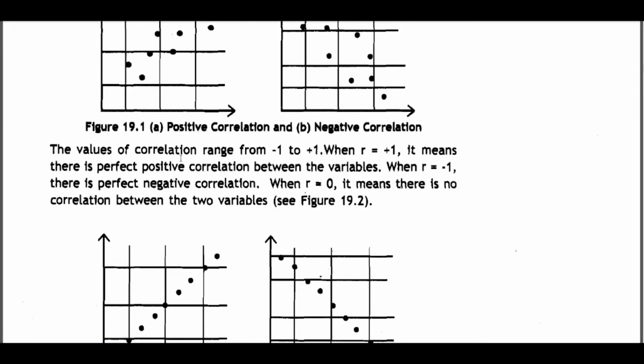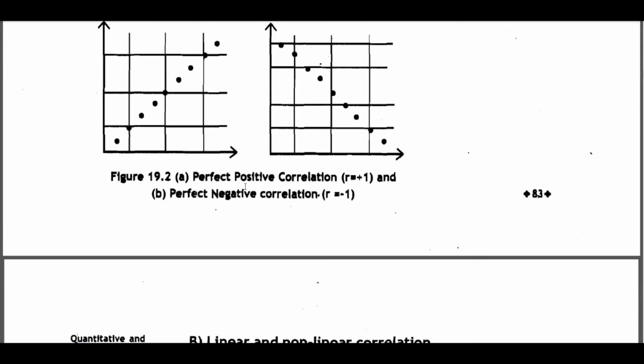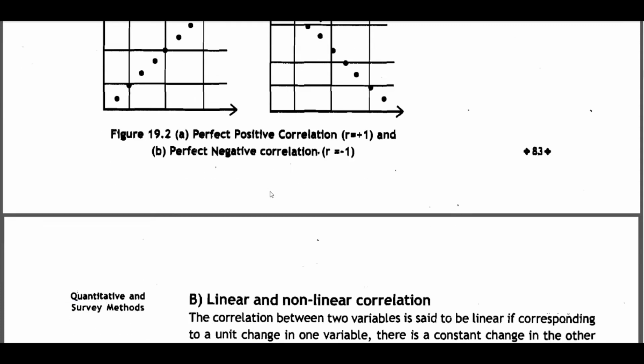So this is the way the value of a correlation ranges from -1 to +1. When r is equal to +1, it means that there is a perfect positive correlation between the variables. When r is -1, there is a perfect negative correlation. When r is equal to 0, it means that there is no correlation between the two variables. This is one more graph for perfect positive correlation and perfect negative correlation. Whenever there is an increase in one variable, there is an increase in the other variable. Whenever there is an increase in one variable, there is a decrease in the other variable. This is how positive and negative correlation work.